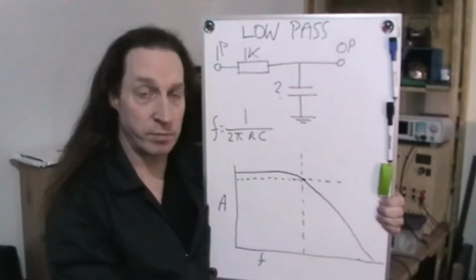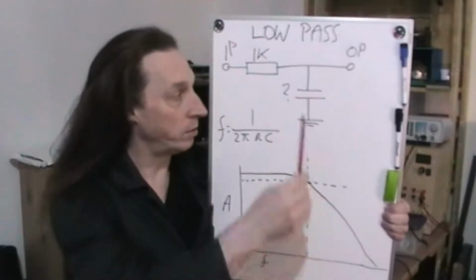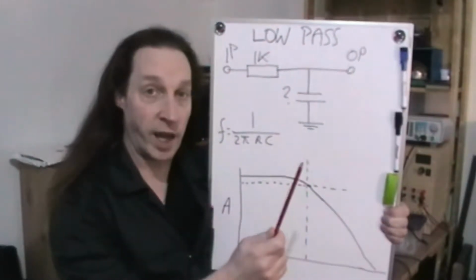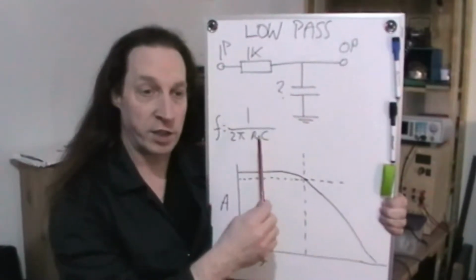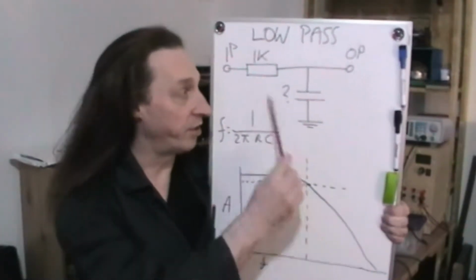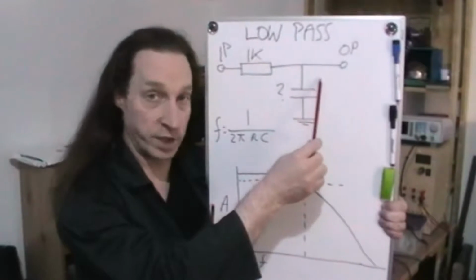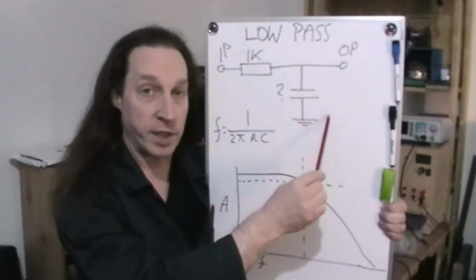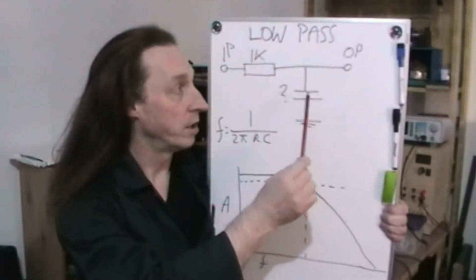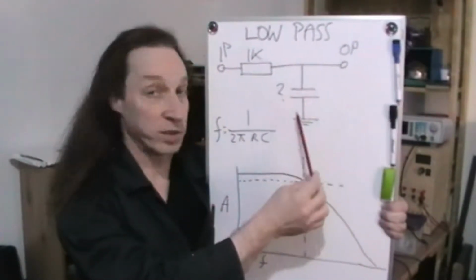Filtering out frequencies. Now low pass, because as far as I'm concerned, the way I read it is that it's going to allow the lower frequencies through, and then the higher frequencies are going to be, as it were, filtered out here with this capacitor to ground. So that capacitor is quite important.